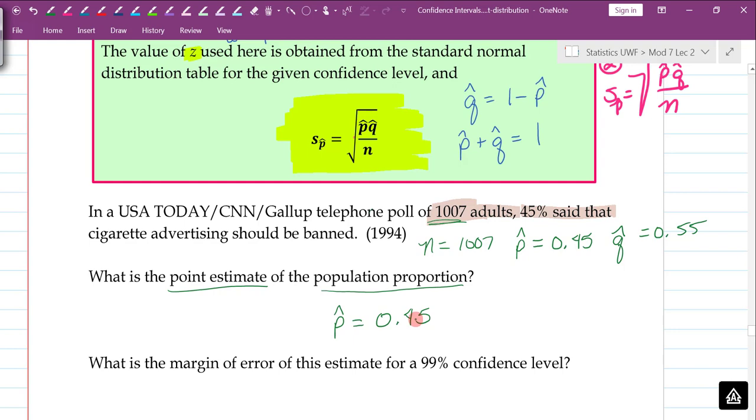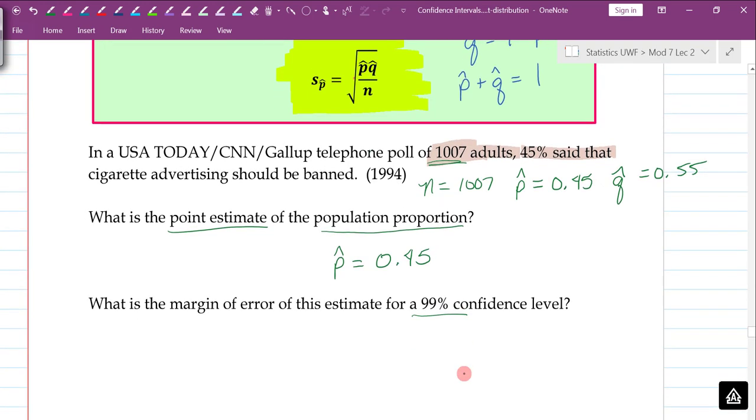And then it says, what is the margin of error for this estimate with a 99% confidence level? So in order to calculate that, we need to know what is Z. If we have a 99% confidence level, so we know that right here that our confidence level is 99%.